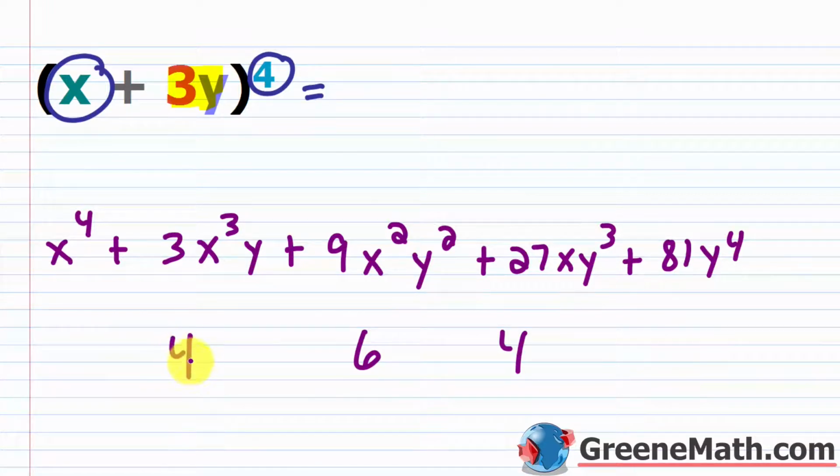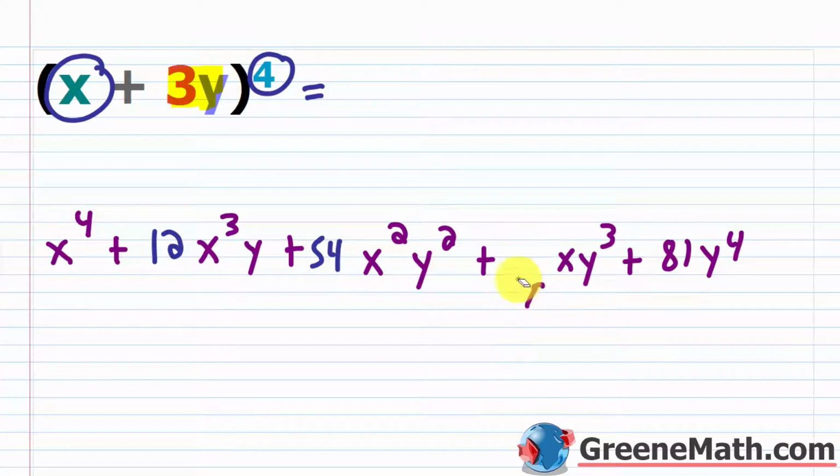Here, I need to multiply by whatever's there. So 4 times 3 is 12. So this would be 12. And 6 times 9 is 54. So this is 54. 4 times 27 is 108. So let's put 108 there, and we're done.